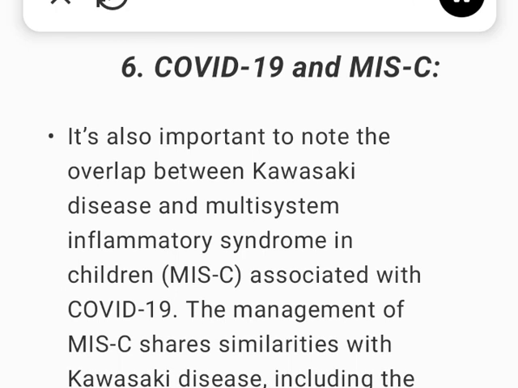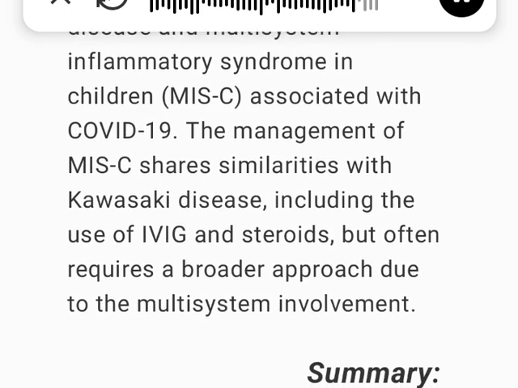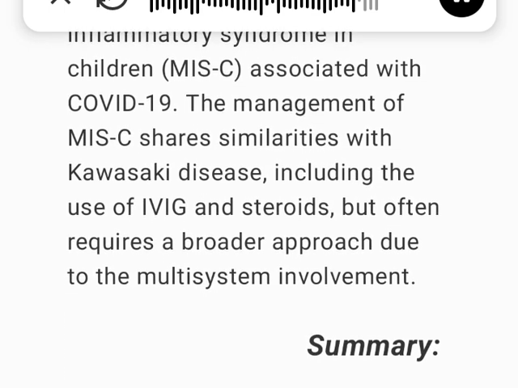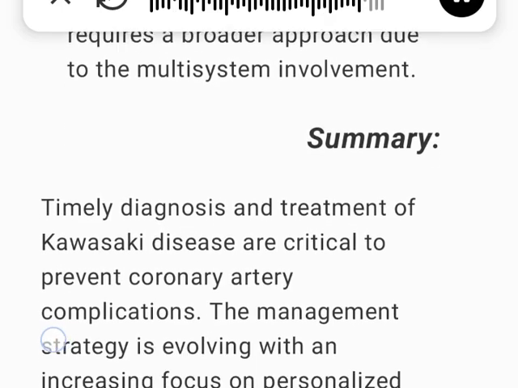6. COVID-19 and MIS-C. It's also important to note the overlap between Kawasaki disease and multisystem inflammatory syndrome in children, MIS-C, associated with COVID-19. The management of MIS-C shares similarities with Kawasaki disease, including the use of IVIG and steroids, but often requires a broader approach due to the multisystem involvement.